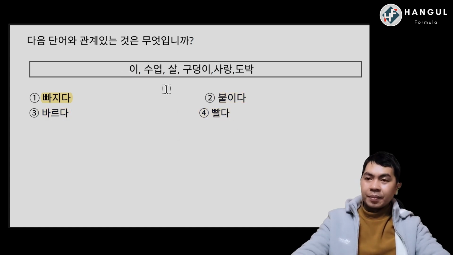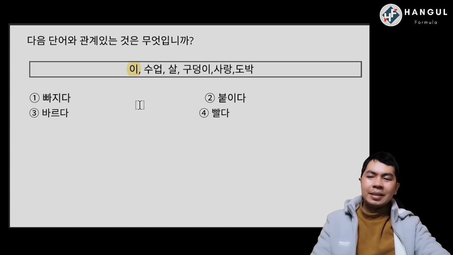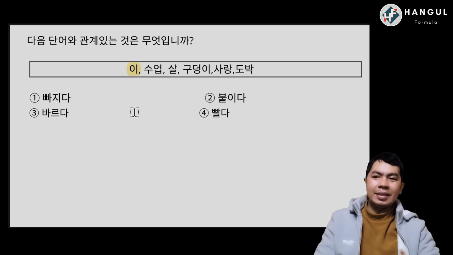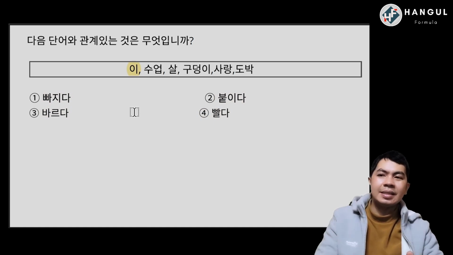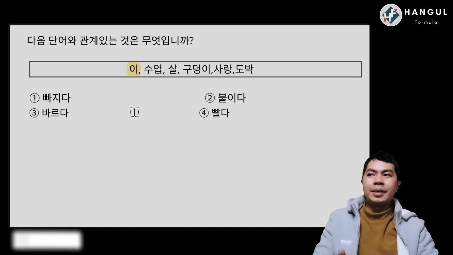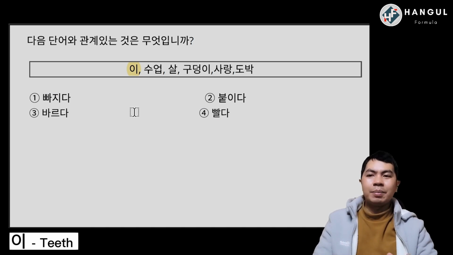So, tingnan natin. Yung first word is i. So, what is i, guys? E is your teeth, no? Yung ngipin natin. So, ano dyan sa mga verb na yan yung pwede mong gamitin with i? Okay? So, meron na kayong clue.